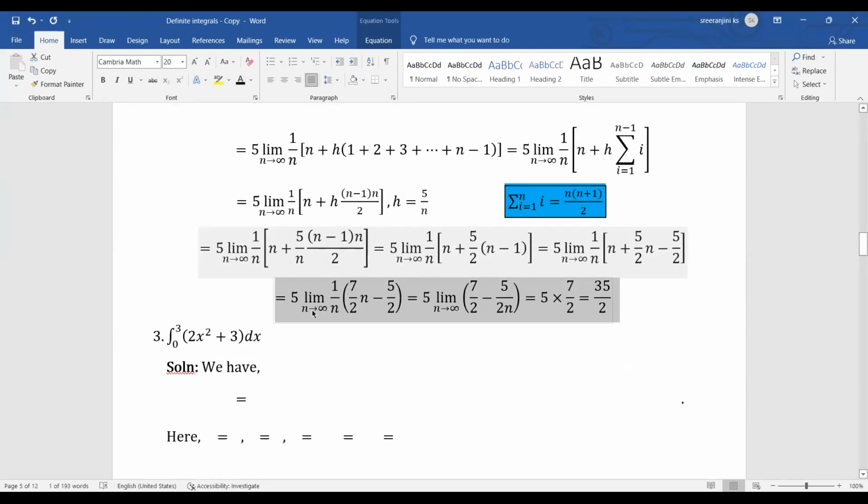5 into limit n tends to infinity, 1 by n. See here, n plus 5 by 2 n, so n plus 5 by 2 n will be 7 by 2 n. So 7 by 2 n minus 5 by 2. And multiplying this by 1 by n, 7 by 2 n into 1 by n gives 7 by 2, then 5 by 2 into 1 by n, minus 5 by 2n. So 5 into limit n tends to infinity, 7 by 2 minus 5 by 2n. As n tends to infinity, this 1 by n will tend to 0, so this becomes 0. What remains is 7 by 2. 5 into 7 by 2, answer 35 by 2.